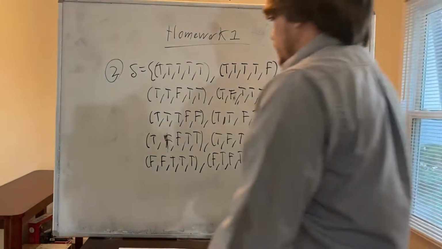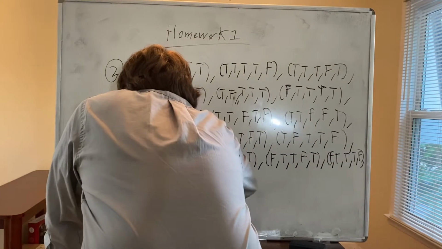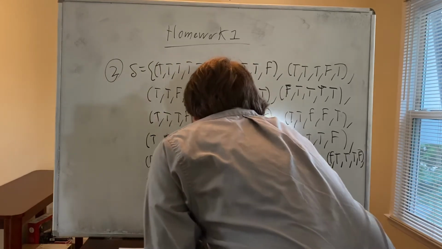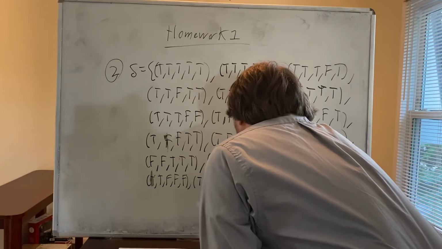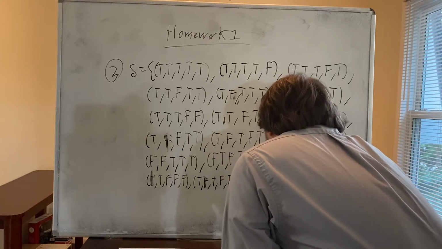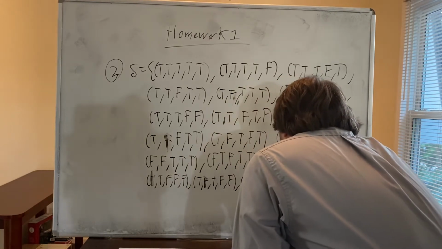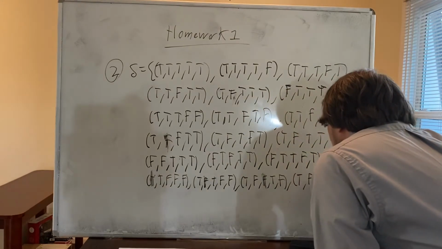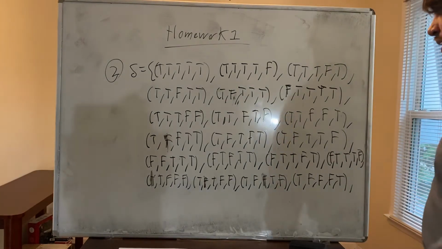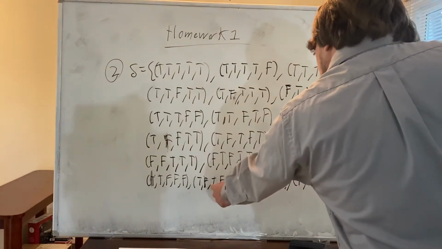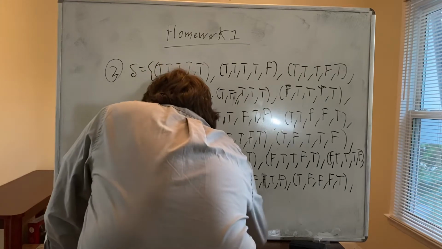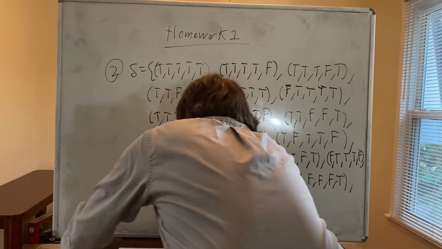Next is 3 falses. So in the last 3 spots, then in the last 4 spots, and then the last one starts with a false here. So there's going to be 3 falses.